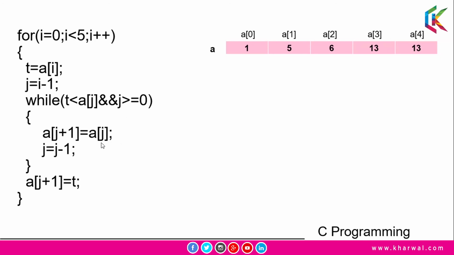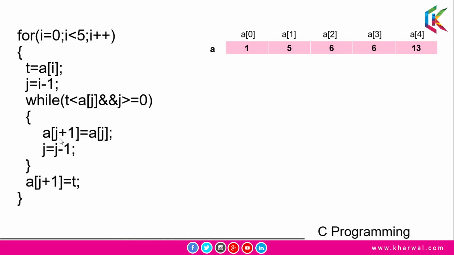So we can say that a of 2 will be shifted to a of 3. So here 6 will be shifted to a of 3. And then j will be decremented by 1. So the value of j will be 1. Now it will again check this condition. So 2 less than a of 1, and this is true, because the value at a of 1 is 5, and 1 greater than equals to 0. So this is also true.